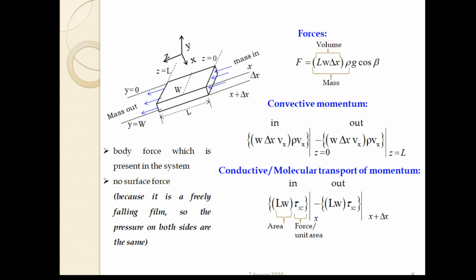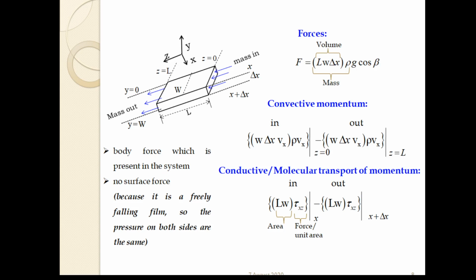So we'll cancel that LW term, and taking the limit as del x tends to 0, we found that the limit of tau xz at x plus del x minus tau xz at x upon del x equals rho g cos beta, which leads us to the definition of the first derivative. Whenever we take this limit, that leads us to the definition of the first derivative, and from these difference equations we are able to find the differential equation.